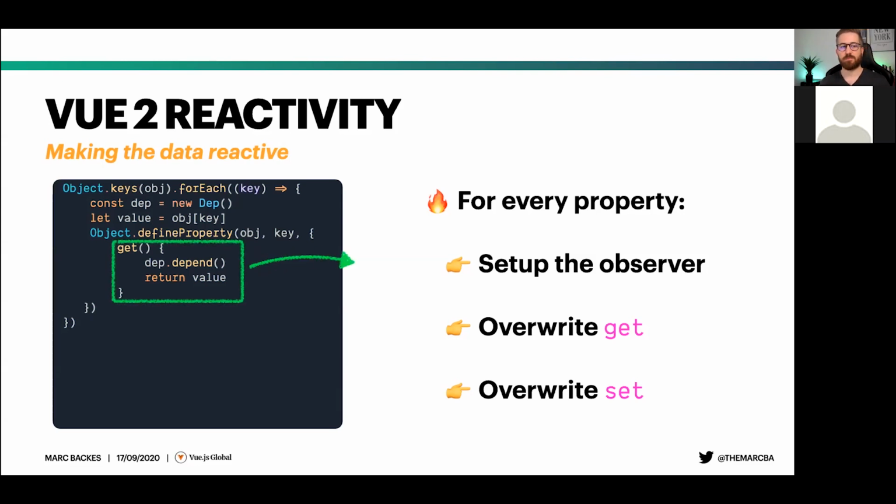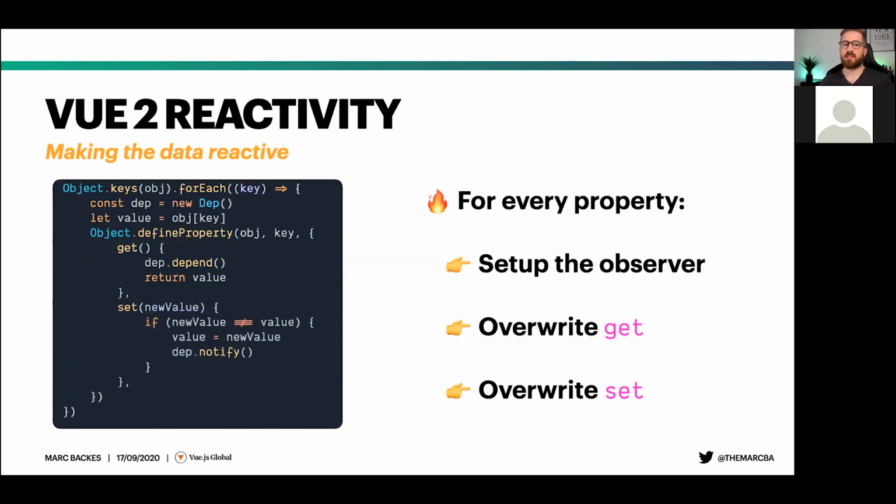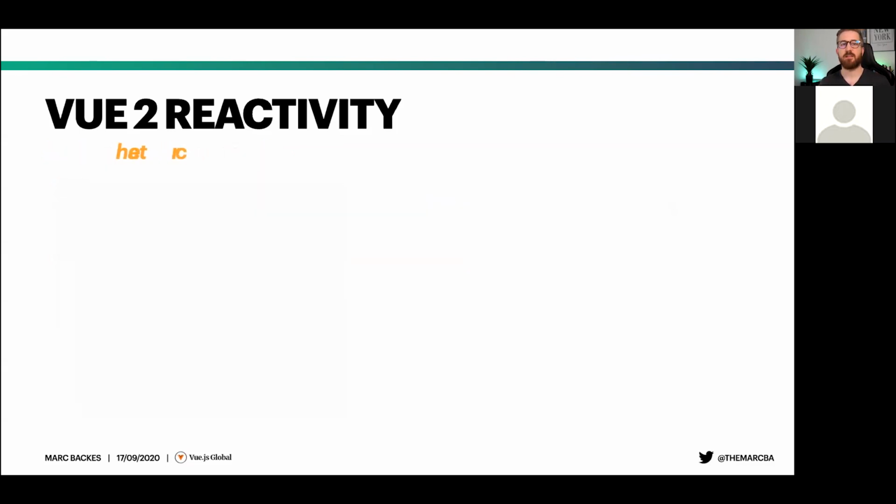And we set, well, when we override the setter, we first check if it's not the same value, because if it's the same value, we don't need to update it. But if it's a different value, we update the value, and we execute notify. So we execute all the effects again. This happens here in the set.